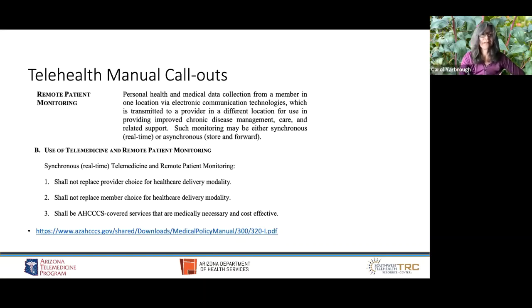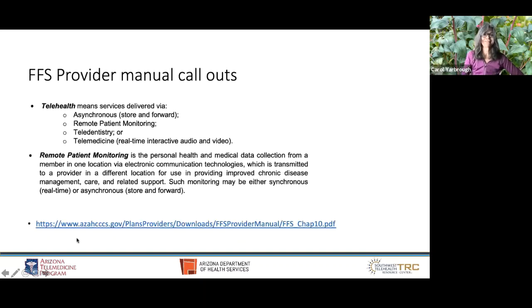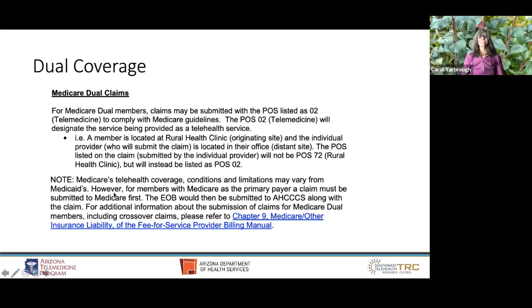So there's your policy URL. I just love the Access site, actually. It's really easy to find stuff. So telehealth, again, now we go to the provider manual. There's a fee-for-service provider manual. We're talking about telehealth and RPM all over the place now because it's so relevant. Telehealth, here's its definition. This is what these services are in Arizona, according to the Access fee-for-service manual. And RPM, same definition, just in 2 places.